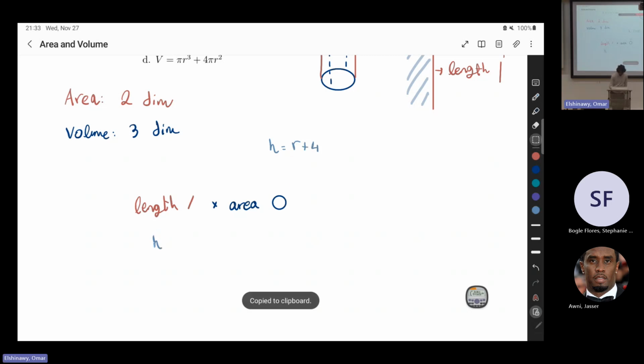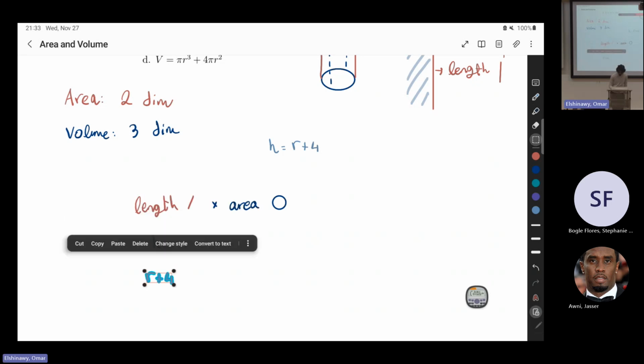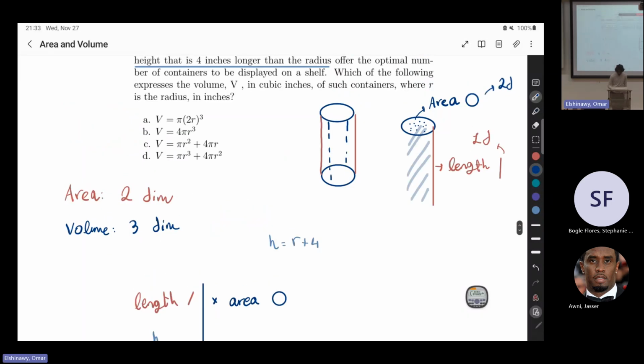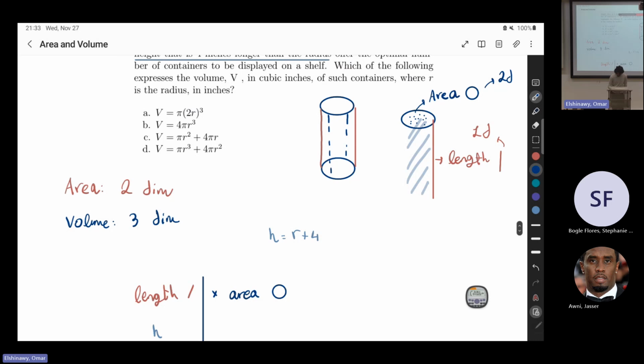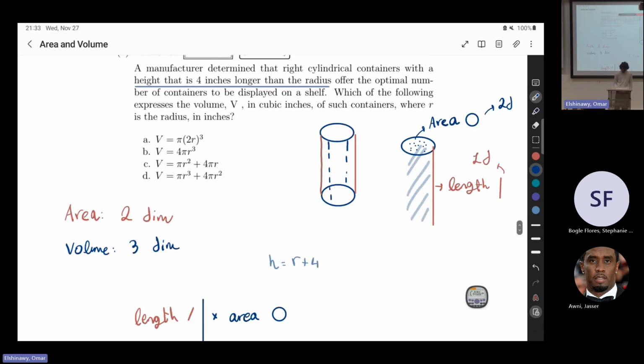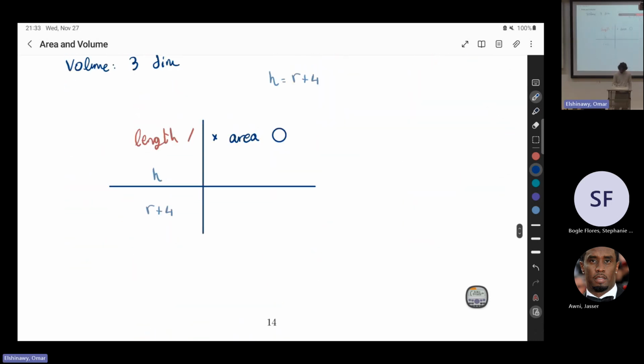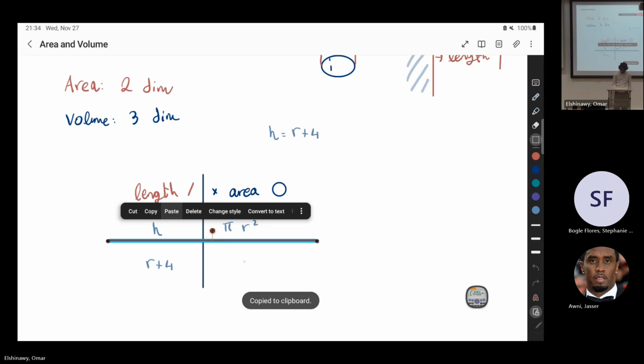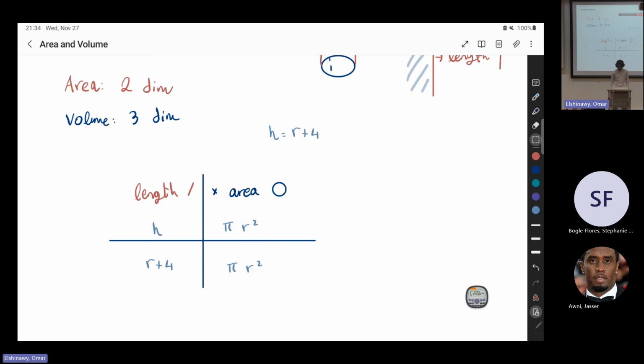But I can replace it with r plus 4. Okay. Now what is the area here of the circle? Pi r squared. Yeah, sure. No, I'm not trying to correct you or anything. Pi r squared. Okay, the area is still pi r squared. Then you have r plus 4 and pi r squared, and you multiply these two things.